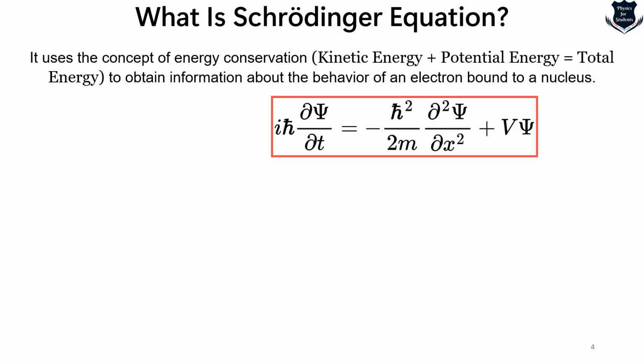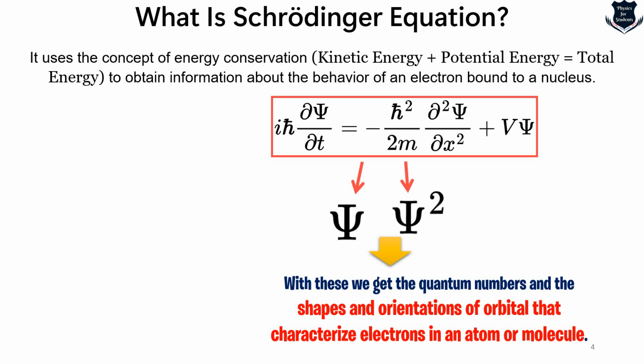Now if you see this rather reduced form of the Schrodinger equation, what we get is psi, or once we square it to get a probability density, we get psi square. What it tells us is that with these we get the quantum numbers and the shapes and orientations of orbitals that characterize electrons in an atom or molecule. That means the Schrodinger equation helps us get quantum numbers which help to shape the orientations, and as we know, the electrons in an atom or molecule help us to understand things better.